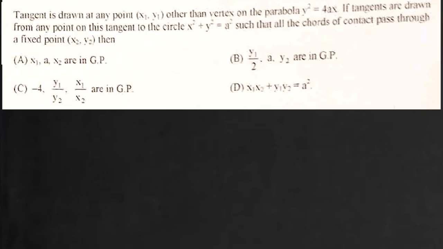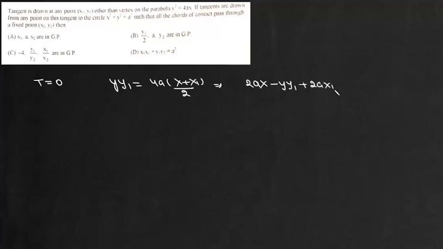Now in this question, the point x1, y1 lies on this parabola, and we know that if the point lies on the curve, the equation of the tangent is given by T equals 0. So the equation of this tangent will be given by y y1 equals 4a times (x plus x1) by 2. So it will be 2ax minus y1 y plus 2ax1 equals 0.